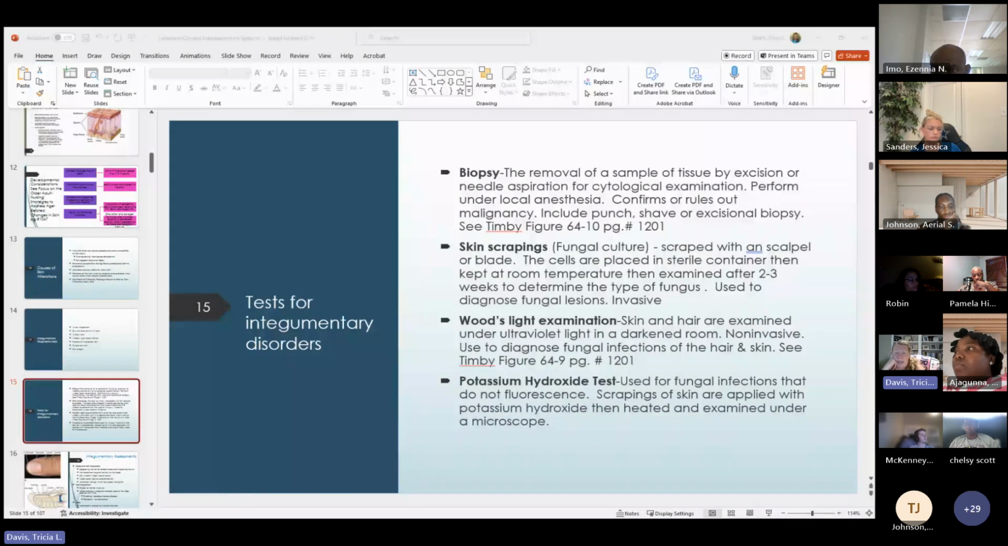The last two you don't need to know again, but a Woods light examination is when you look at your skin and your hair under an ultraviolet light. Again, very non-invasive. You can look at any type of skin infection if you're thinking about if there's any kind of dry skin or fungus, or if you're thinking about lice or things like that. And then the potassium hydroxide test is used for fungal infections that are not fluorescein. So they would take scrapings of that skin and they would put it into a container with some potassium hydroxide, and then it would be heated up, and then they would take it when it met a certain temperature, and then they would look at it under a microscope.